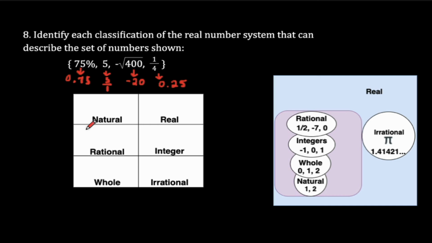0.75, is that considered a natural number? No, so we're not going to place 75% there. Is 0.75 considered a real number? It is, so we'll place 75% here. Okay. Let's see, is it a rational number? Can it be written as a ratio? Sure, 75 hundredths or 75/100. So this is certainly a rational number, so we'll place 75% here.